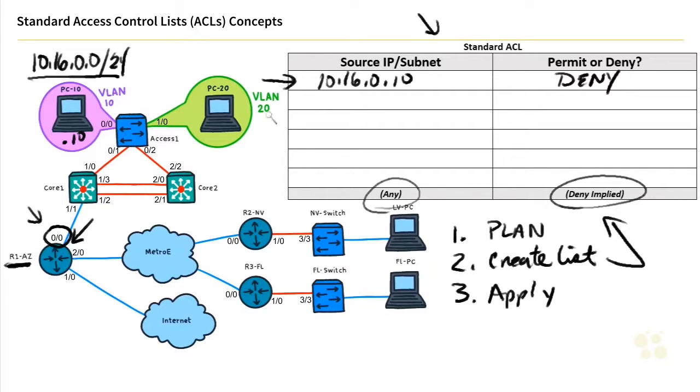Because if this line doesn't match, the implicit deny is going to catch everything else, and traffic is going to come to a grinding halt. So the second thing we had to do is say "permit any": we don't care who it is or what source address you're using, we would like to go ahead and permit it. That way we can block this individual PC at this interface on the router and then permit everything else.